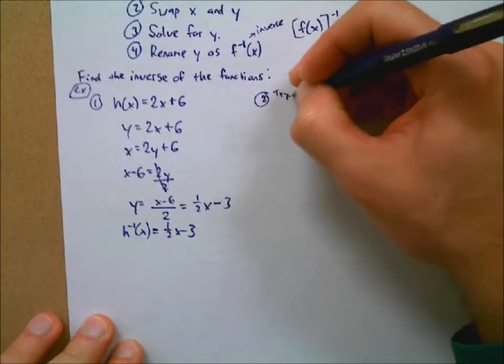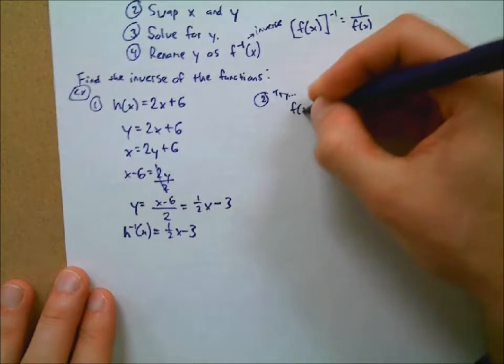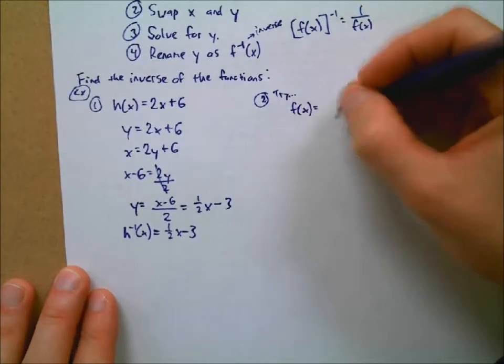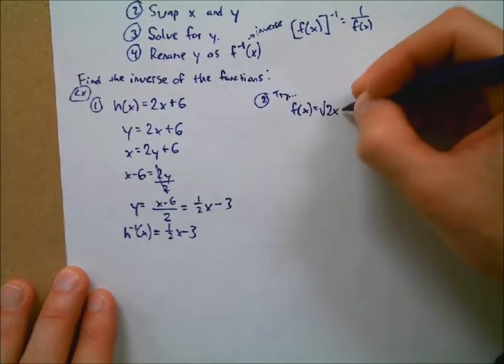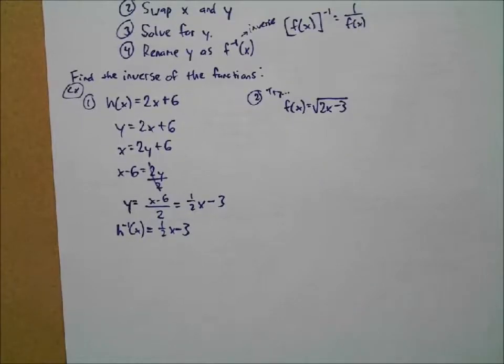All right, if not, I've got one for you to try here. So f of x equals the square root of 2x minus 3. So you try that one. F of x equals the square root of 2x minus 3. Come up with the inverse there.